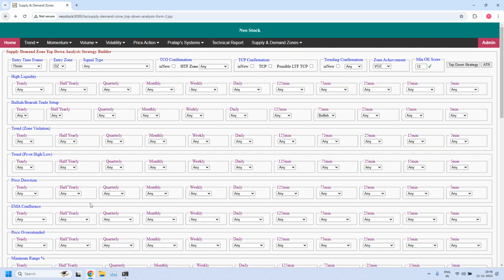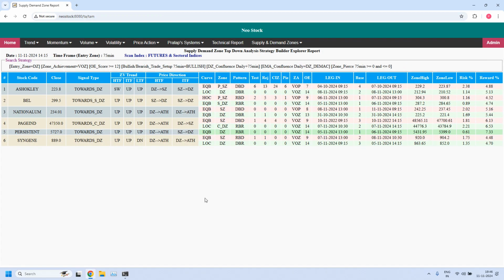If any of these stocks are having daily EMA confluence, they are even more high probability setup. Let's verify. In the EMA confluence, at daily time frame, daily demand zone with daily EMA confluence, we got 6 stocks. So these 6 stocks are high probability setup stocks, even more high probability, because 75 minute zones are part of the daily zone, and the daily zones are having daily EMA confluence.